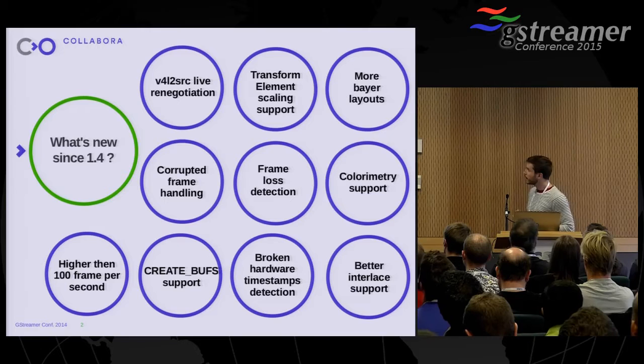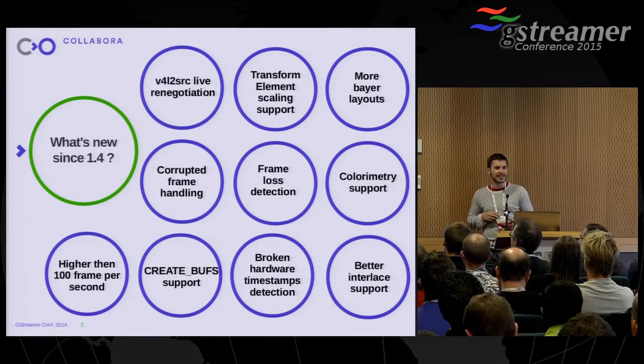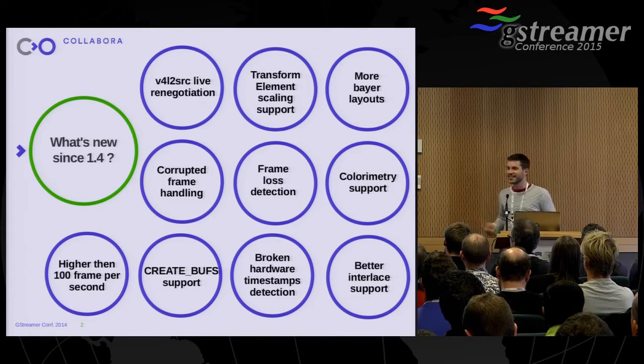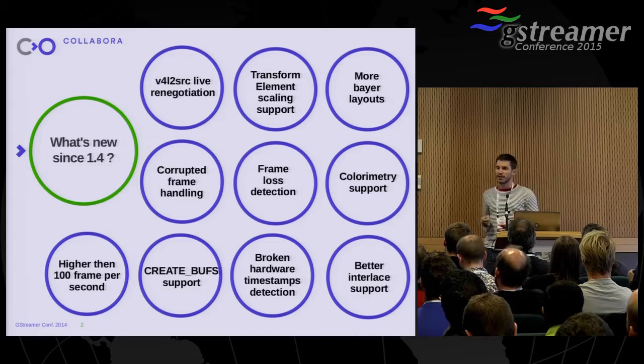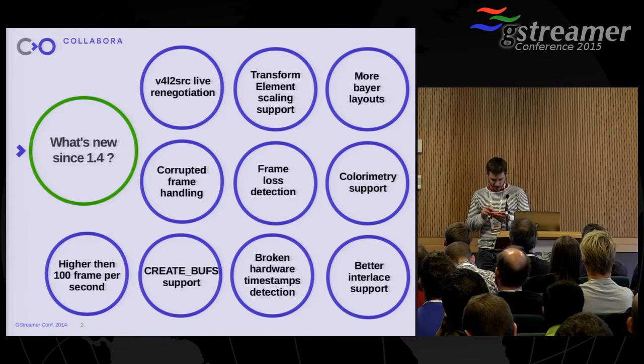Broken hardware timestamp detection. Everybody owns a C920, it seems, these days. And these cameras unfortunately produce wrong timestamps. So now we detect them, and we start ignoring them as soon as they go backward.